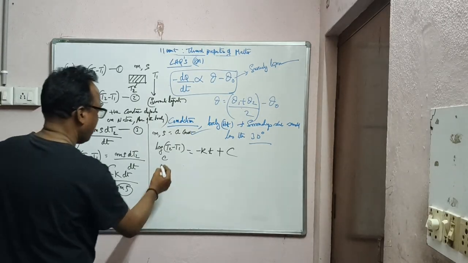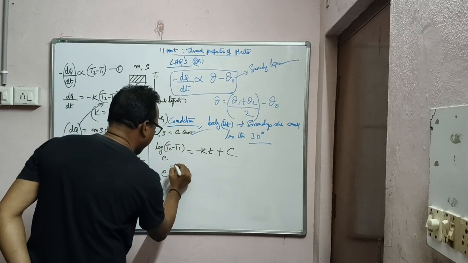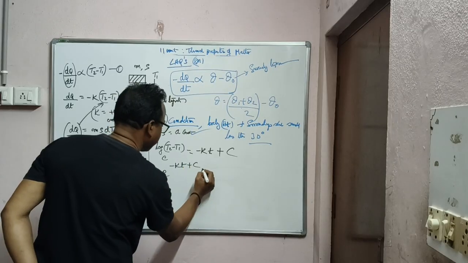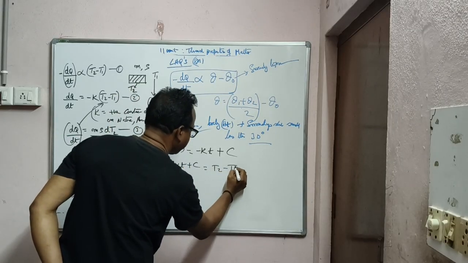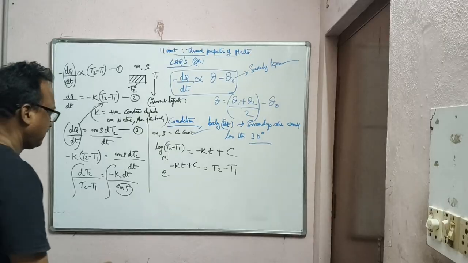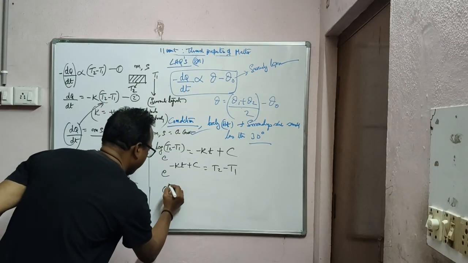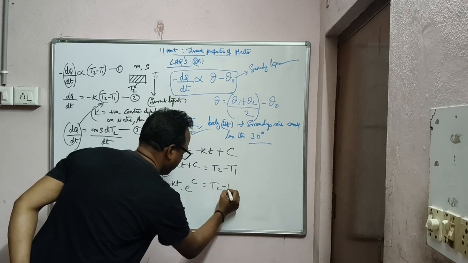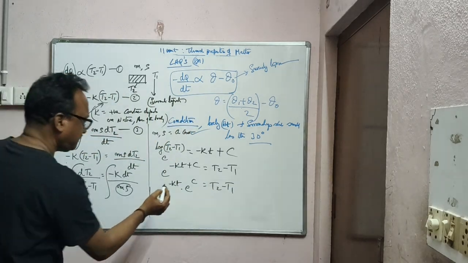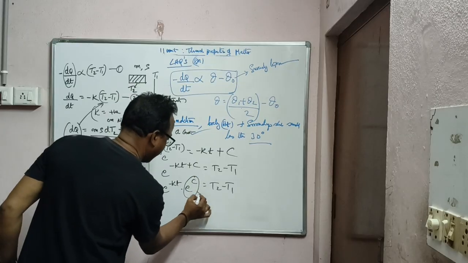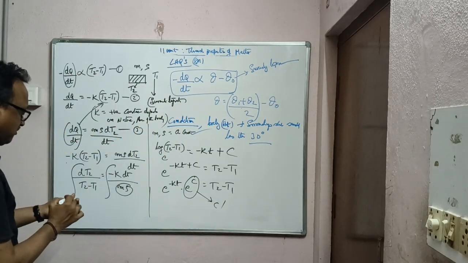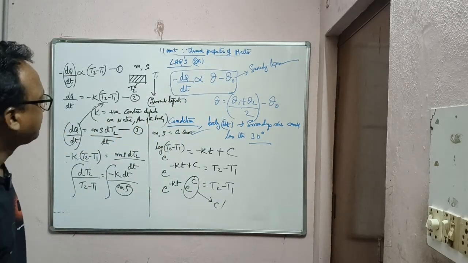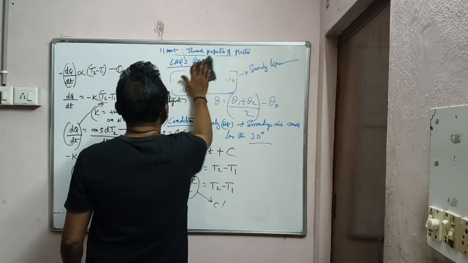Now this one I can take as e to the power of (minus kt plus c) is equal to T2 minus T1, or I can write as e to the power of minus kt into e power c is equal to T2 minus T1. If this e power c, I'll take it as c dash. Note just one change please. Then we'll do the problem. Easy.